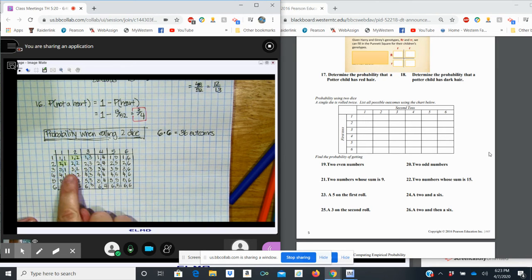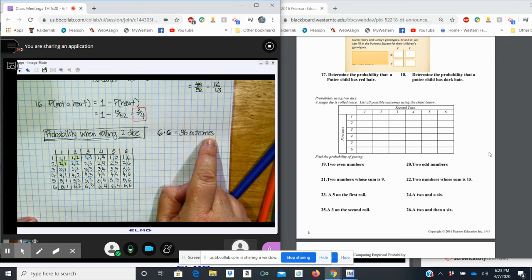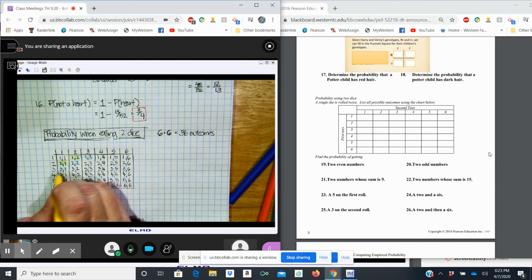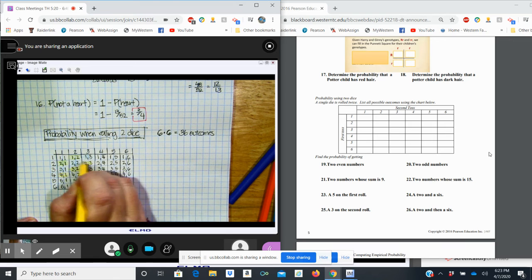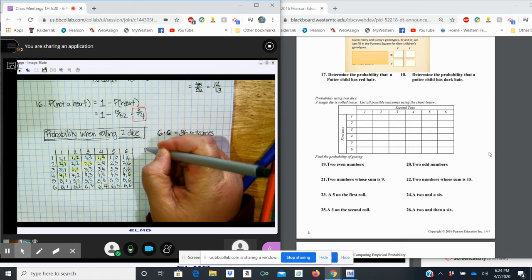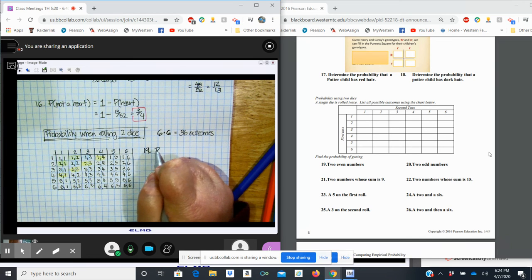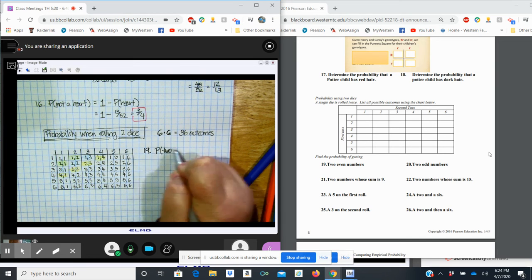Now, I can see when I write this out all 36 different outcomes. It's not fun, but I can see them. Right? So when I can see all 36 different outcomes, I can ask some probability questions. For example, problem 19 said, what's the probability that you've rolled 2 even numbers?